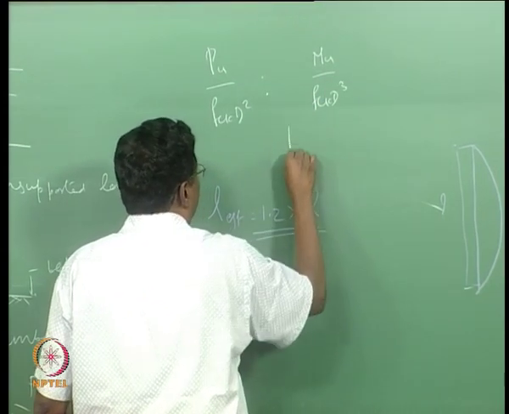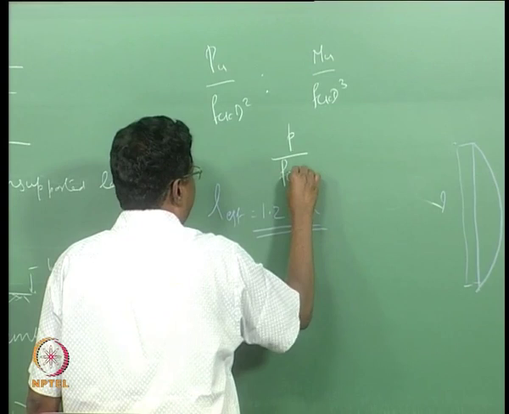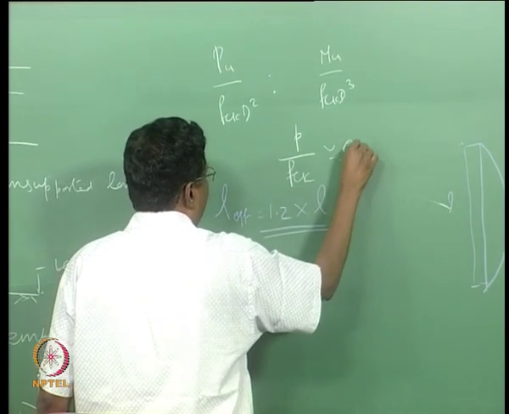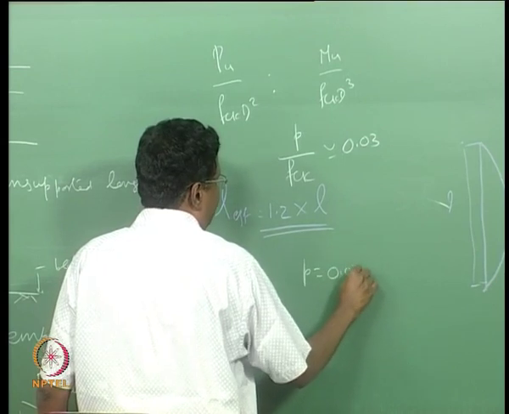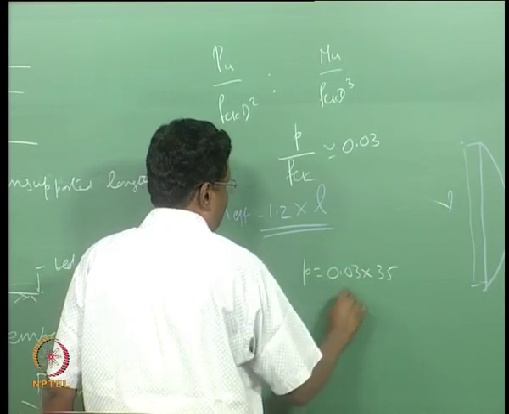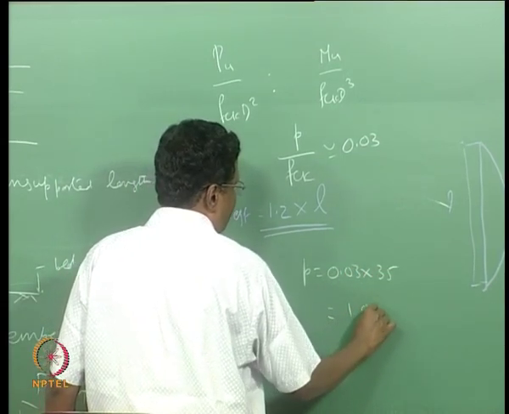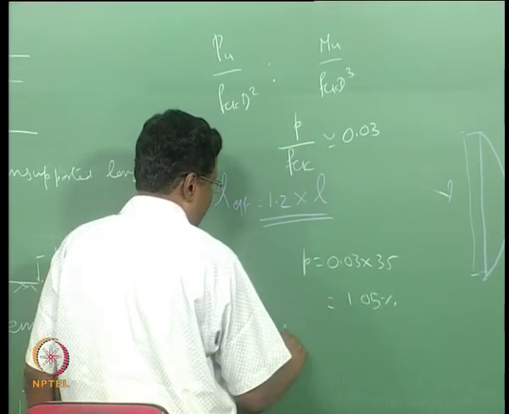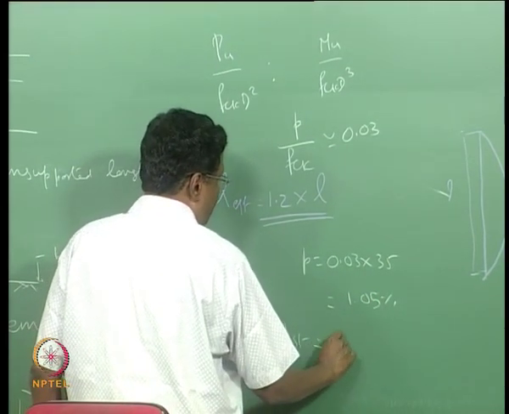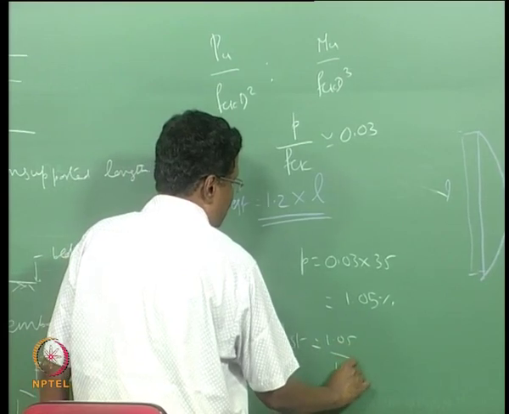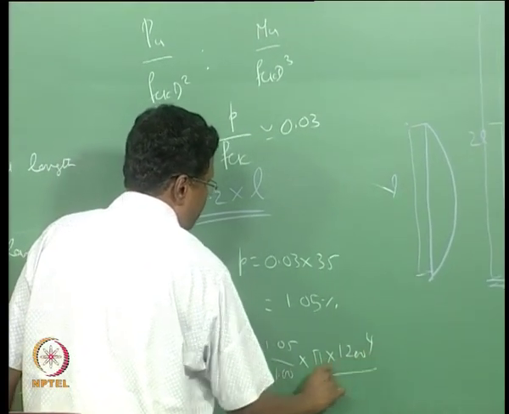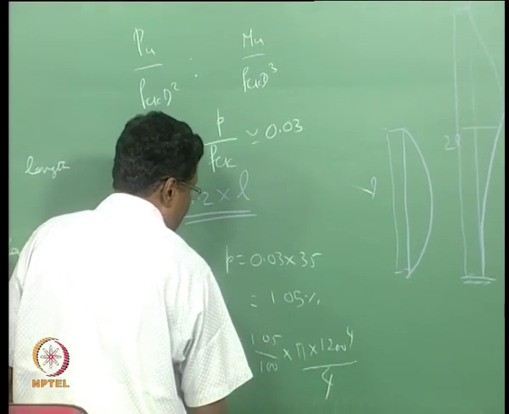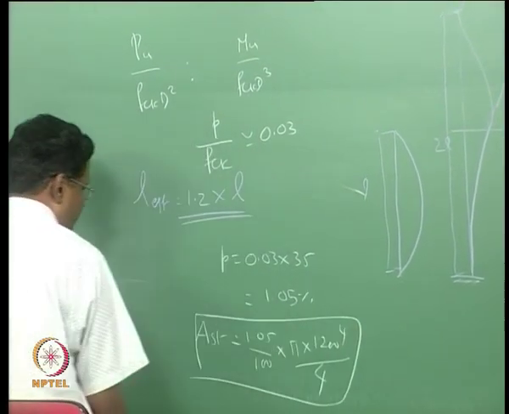You go to the chart and find out what is known as p by fck. Approximately this is equal to 0.03. p will be 0.03 into fck, which is 35, so it comes around 1.05%. So Ast will be 1.05 by 100 into pi into 1200 square by 4. What we are finding out is the area of steel to be provided.